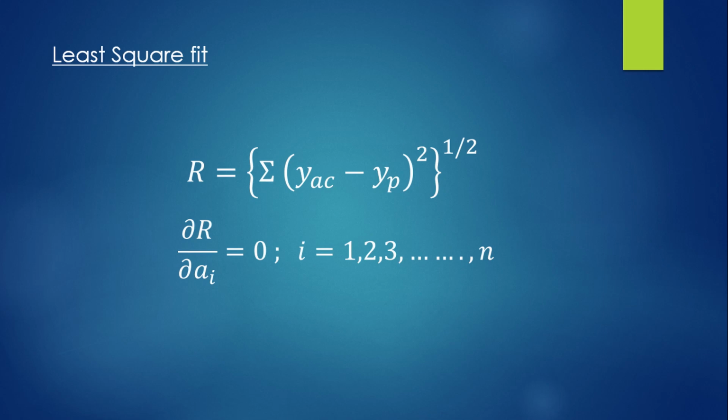So how are the equations solved? A variable r is defined, which is the mean square error, that is the actual value minus the predicted value, and this r is minimized by differentiating it with respect to the different a_i's, and these equations are solved for the a_i's.